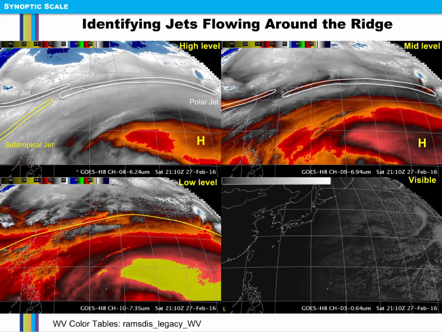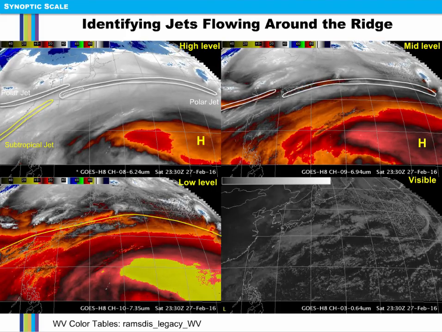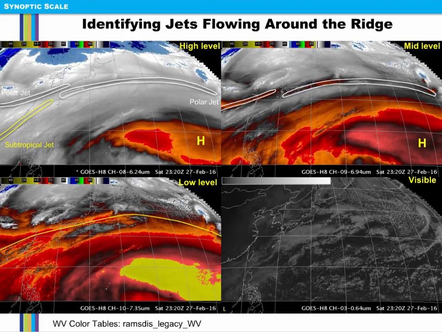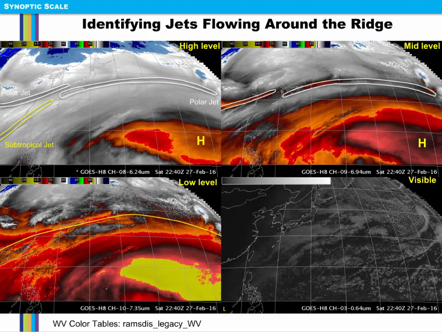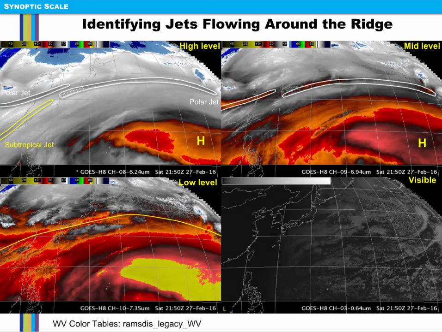In these channels, we will typically see an elongated zone of warmer brightness temperatures corresponding to drier air on the cyclonically sheared side of the jet axis, in contrast to an increase in moisture, or even a solid band of clouds, if enough moisture is present, on the anticyclonically sheared side of the jet.